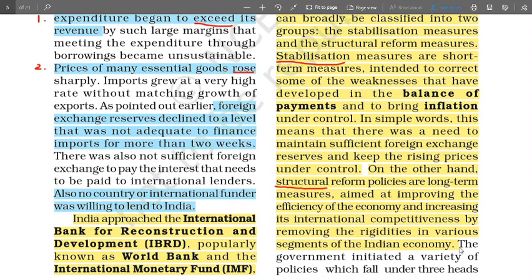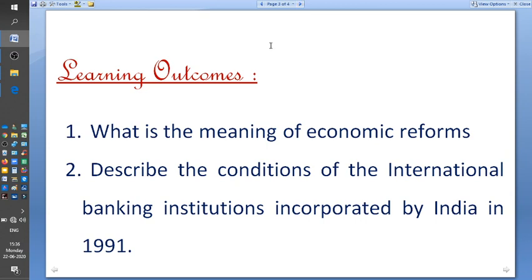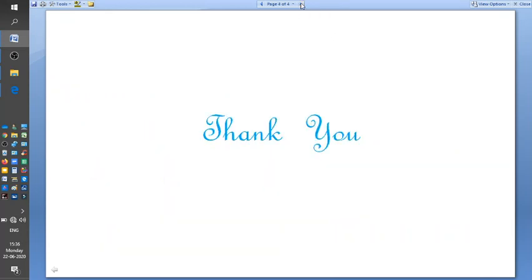We will talk about all those liberalization, privatization and globalization measures that have been taken. But at the moment, you know the meaning of economic reforms, and you've learned about the conditions put forward by these international banking institutions that India had to adopt to bring about a change called economic reforms. So next class we'll talk about those three important aspects of economic reform: liberalization, privatization, and globalization.